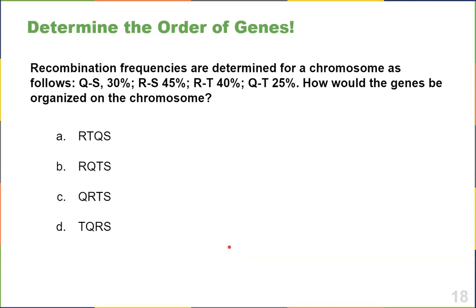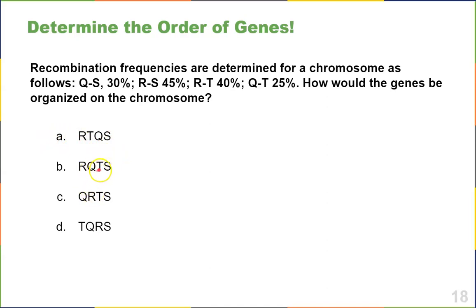Okay, so let's do one more. Recombination frequencies are set as follows. How would they be organized on a chromosome? So go for the smallest number first. Q and T are the smallest, so they're going to be located next to each other. And then go for the largest. R and S are going to be the furthest apart. So Q, T, R, S, we're going to say letter A, correct?